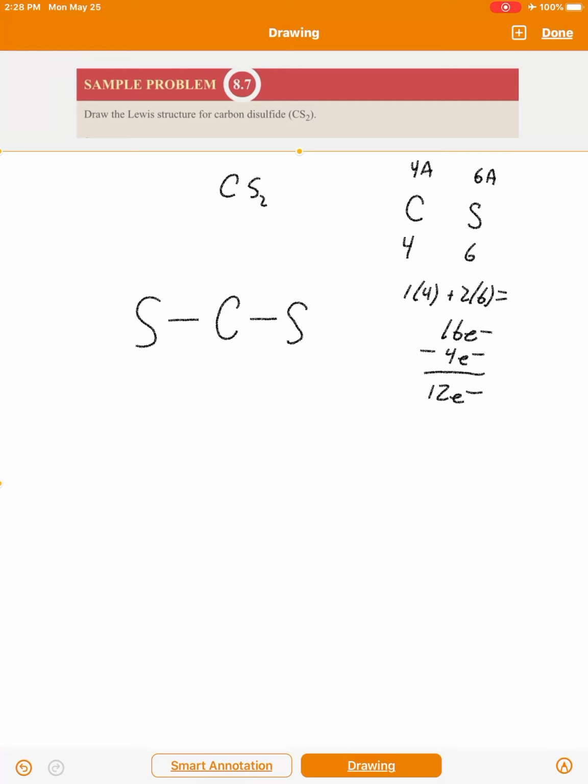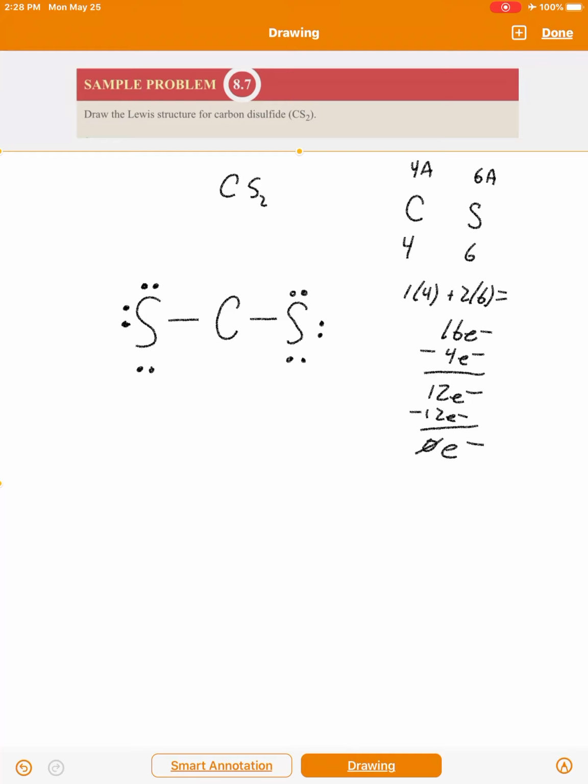And we have a choice. We could put 6 on either side. In fact, that's what I'm going to do. I'm going to put 3 lone pairs on each surrounding atom to get them up to 8. So unless it's hydrogen as a surrounding atom, try to get the surrounding atoms up to 8. That was 12 electrons, so that's 0.